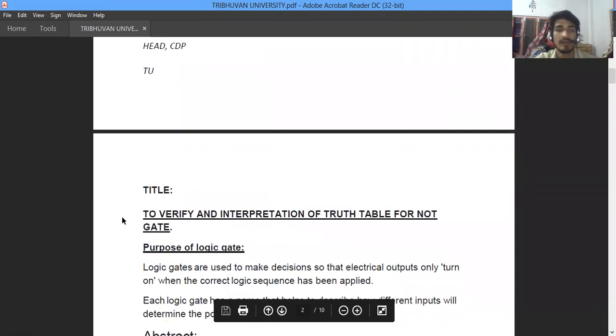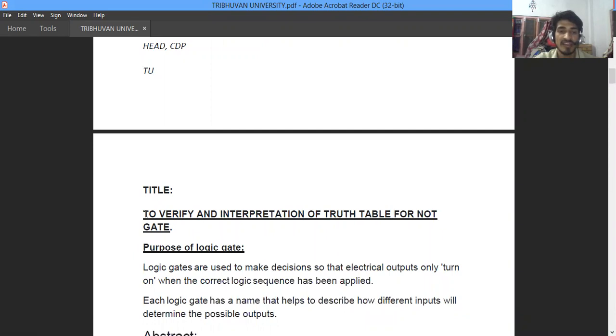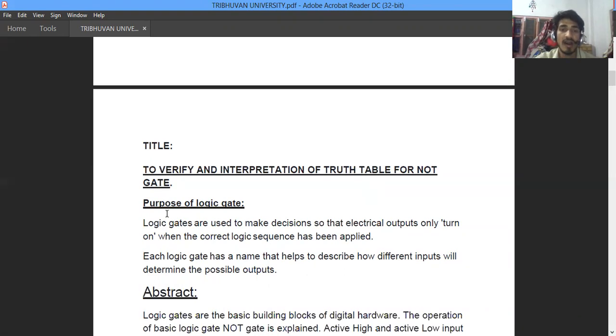The title of this experiment is to verify and interpret the truth table for the NOT gate. The purpose of a logic gate is to make decisions so that the electrical output only turns on when the correct logic sequence has been applied. Each logic gate has a name that helps to describe how different inputs will determine the possible output.